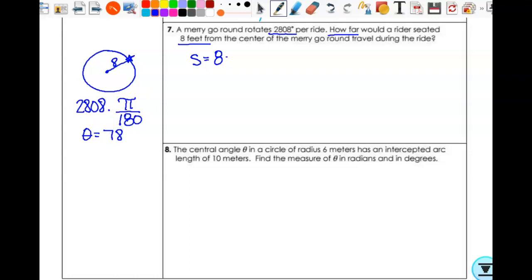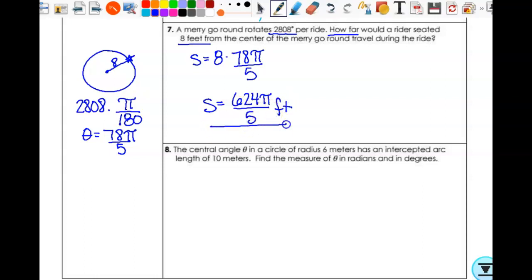Is theta 78 over 5? Yes? How about no? What's theta? Thank you, 78 pi over 5. You have to put pi back in there if you're going to use the calculator. All right, so it's 8 times 78 pi over 5, and then you can go ahead and multiply that. And what do we get? 624 pi over 5.